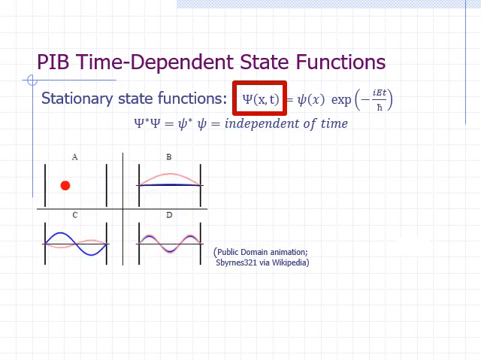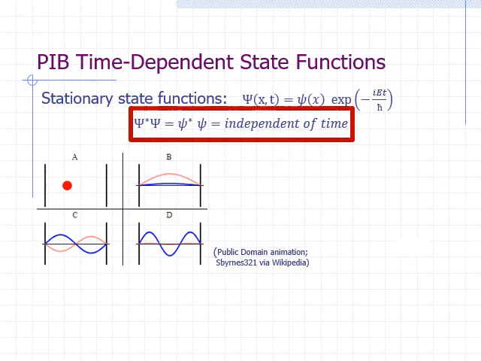The stationary state wave function itself does depend on time, but they are called stationary states because the probability density does not depend on time. The actual probability density function is big psi star times big psi. It is easy to show that for stationary states, it is equal to little psi star times little psi, which means it does not depend on time.